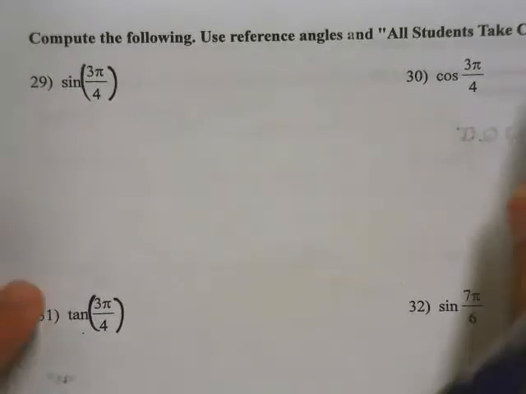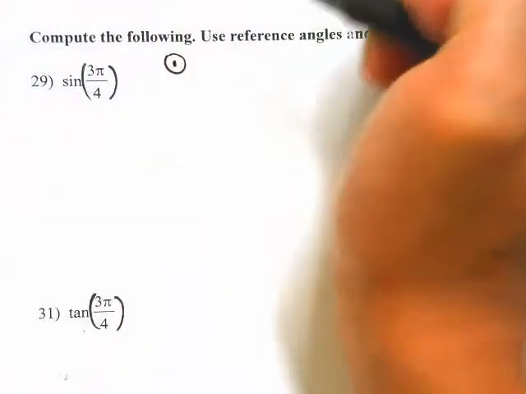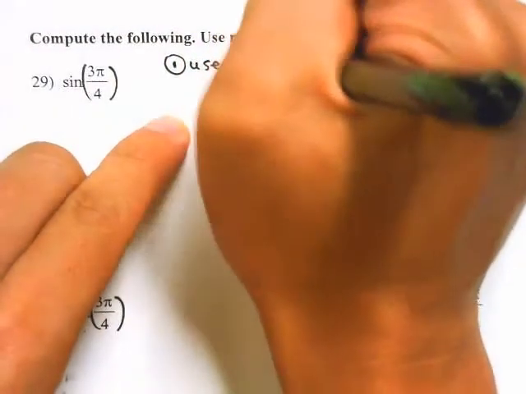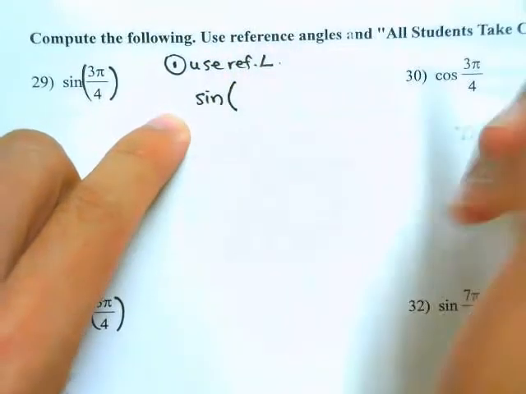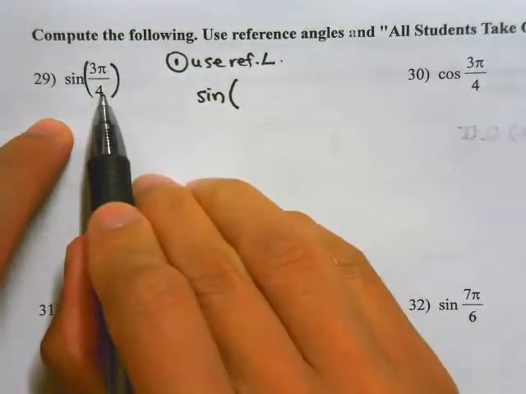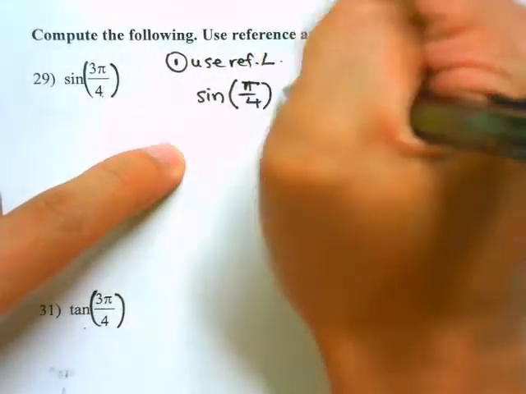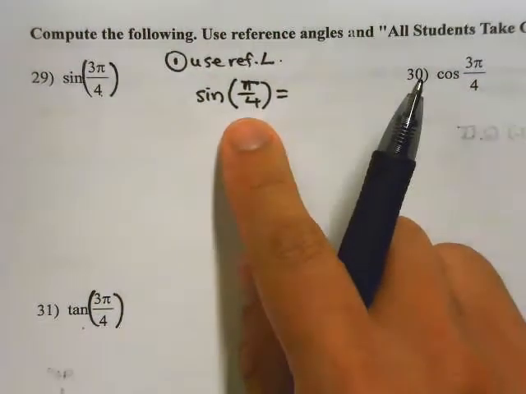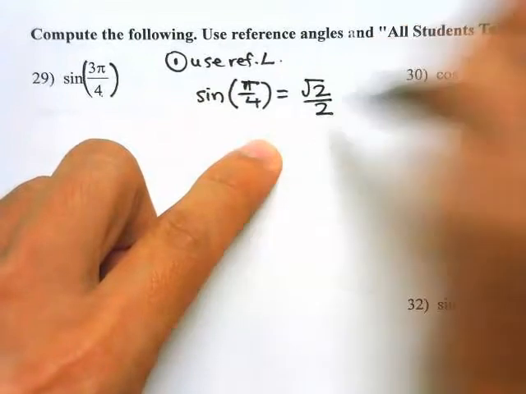This is what I usually do. Step 1: use the reference angle. What I mean by this is that instead of doing 3 pi over 4, I'm going to evaluate sine of pi over 4. Now we're going back to the stuff that we did the first time around in the first part of the video. Sine of pi over 4 is square root of 2 over 2.